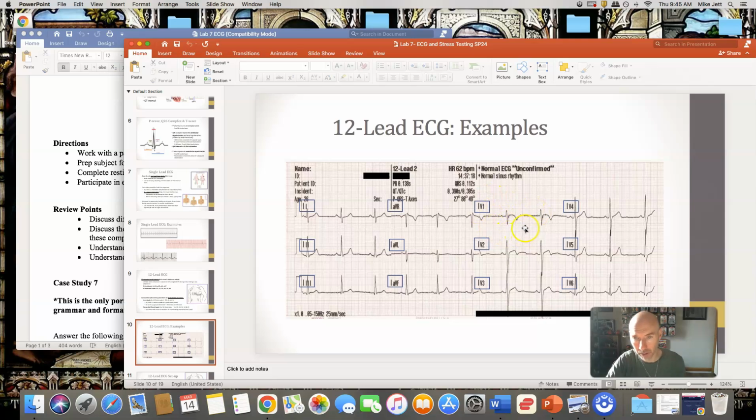V1 is similar, although it's kind of half up and half down because V1 is here, right? So part of the signal is going towards it, part is going away from it. V2 is similar. Pretty much for the rest of these, the electroactivity is moving toward the electrode, so they're all going to be positive deflections, or positive waves, upward facing waves.